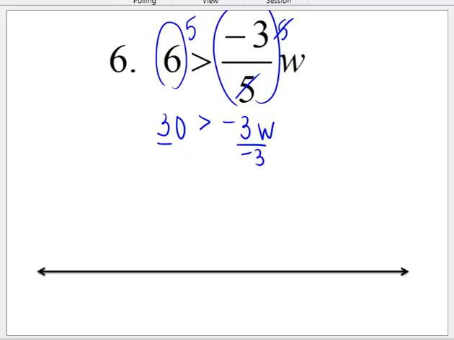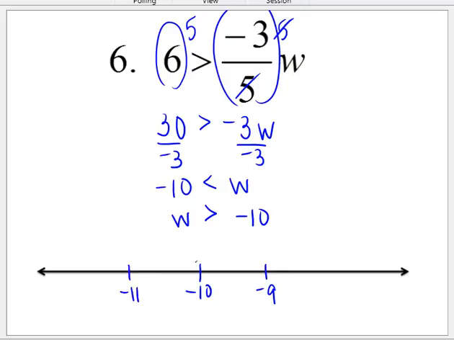Divide by a negative 3 on both sides. Since I just divided by a negative on both sides, I have to remember to flip the sign. Now, because my variable is on the right-hand side and I always want it on the left, I end up having to flip the sign a second time. I'm going to put negative 10 on my number line, negative 9 on the right, negative 11 on the left, open dot, and I'll shade to the right.